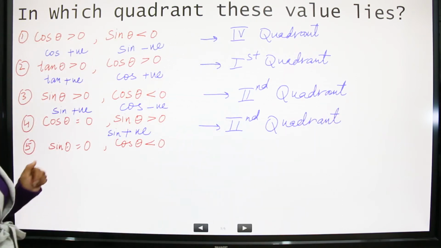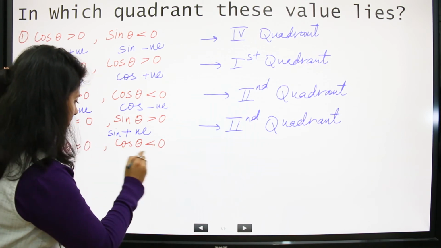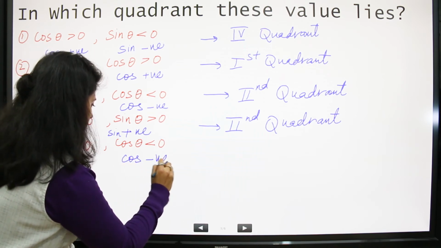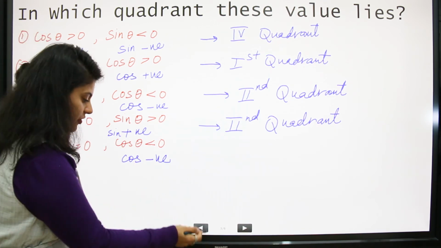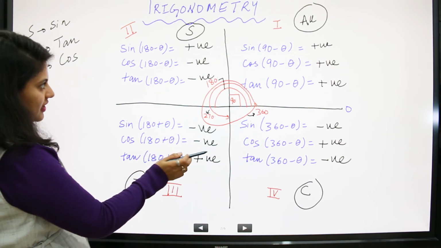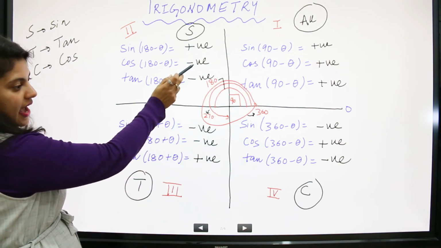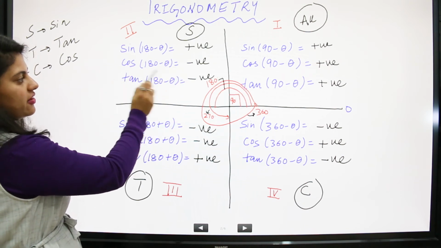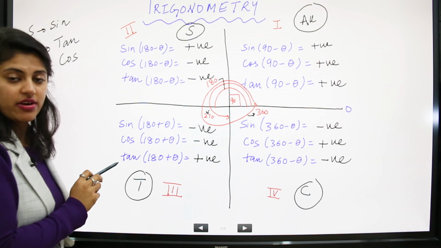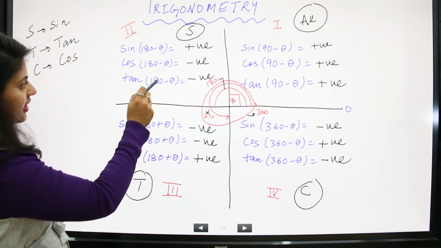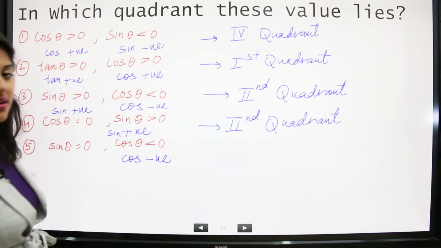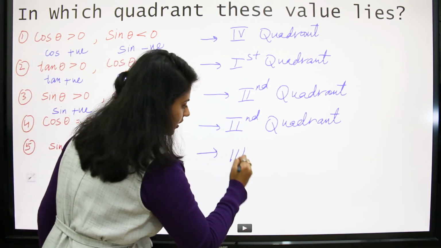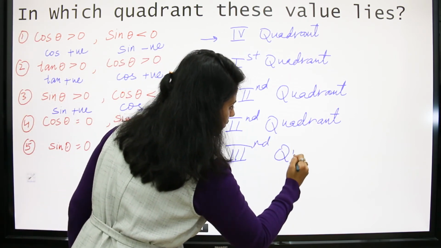Okay. Now let's do the last one. Sine theta is equal to 0 and cos theta is less than 0, meaning cos is negative. So the value of the cos is negative and sine theta is 0. So cos negative is here, cos negative is here, and that's it. So cos negative is in the second or the third quadrant, but they are saying that sine theta is equal to 0. So sine theta has its value on these quadrants. So you can write maybe the third or the second quadrant, or we can choose for this one the third quadrant.